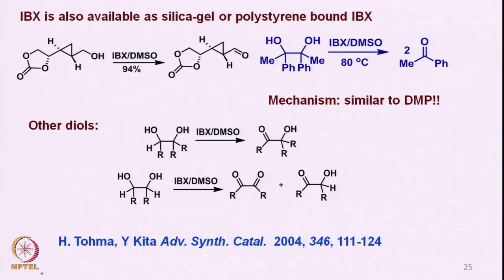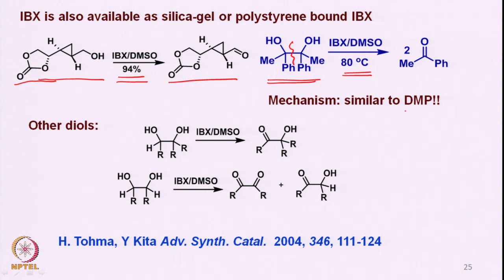Now, IBX is also available as silica gel or polystyrene bound IBX. IBX can be adsorbed on silica gel, or polystyrene based IBX are also available in the market. Now, as I mentioned, substrates such as cyclopropyl alcohols with these types of functional groups around allow the reaction to take place, and we get almost 94% yield of the corresponding product. Now, the diol also at 80 degrees allows the cleavage of the bond here.